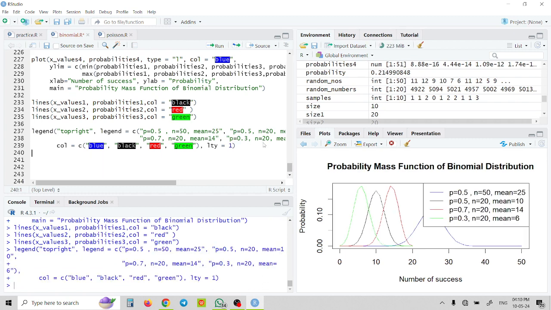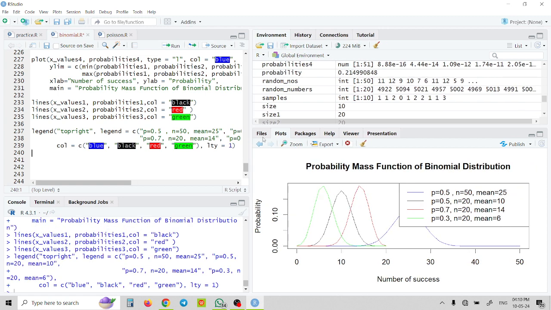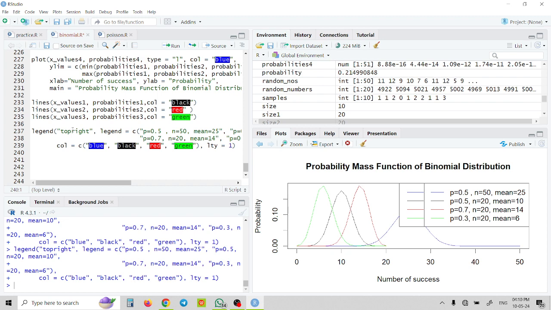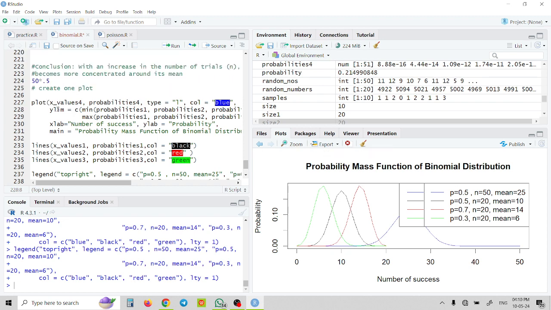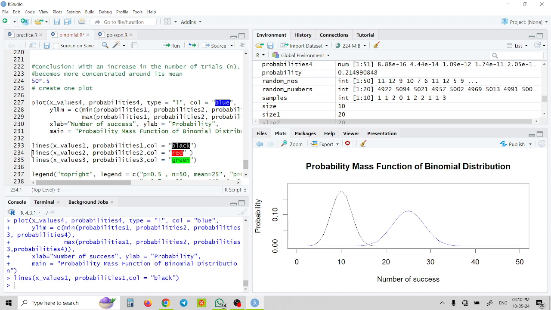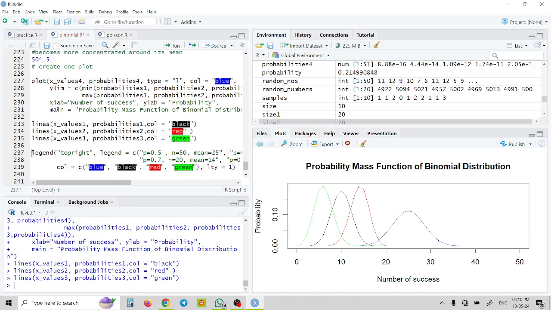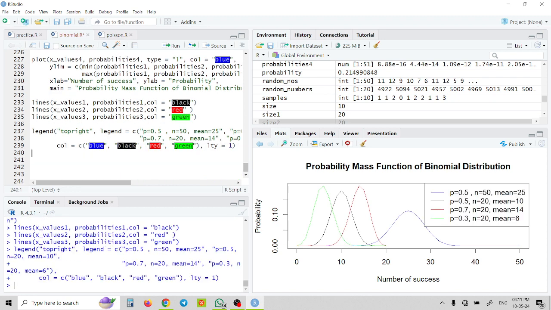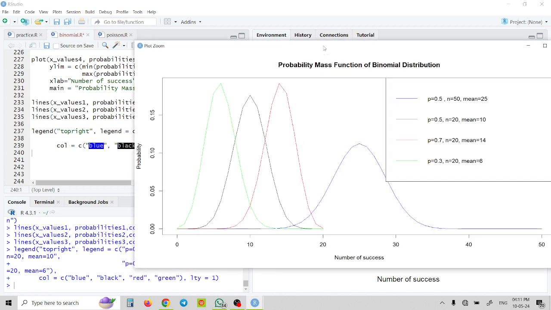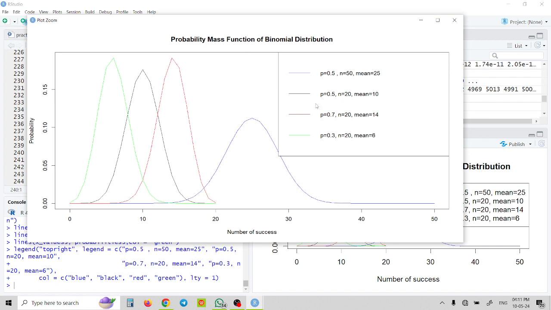It is again overlapping, so let me make it a little smaller, and then I will run this again. No, I'll do this again. Okay, don't worry. I'll add the lines, and then legends. Okay, then I'll show you. I'll zoom it. You can further modify this. You can take this, make it a little shorter. Okay, many options are available.